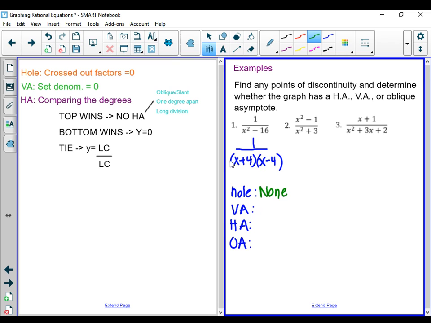So vertical asymptotes. I look at my denominator. So I would set those equal to 0. I get -4 and 4.